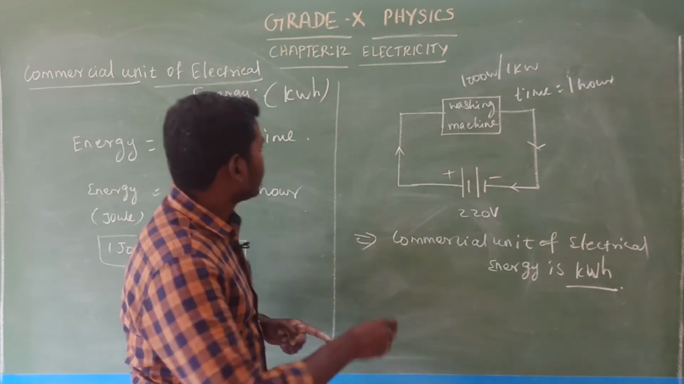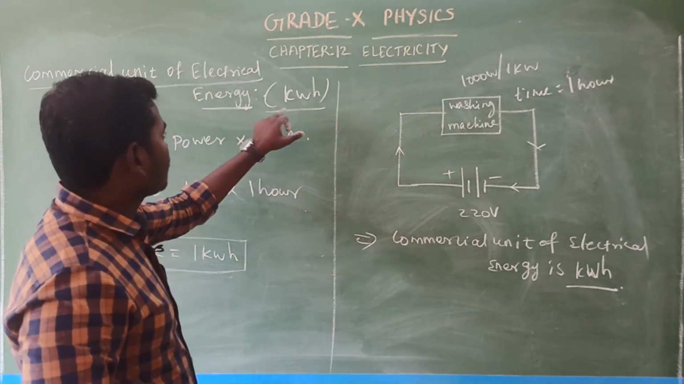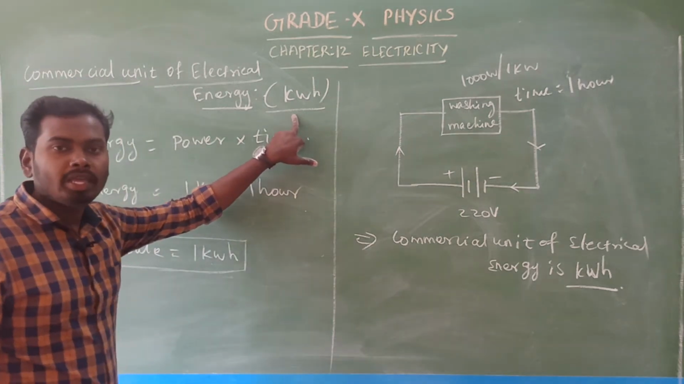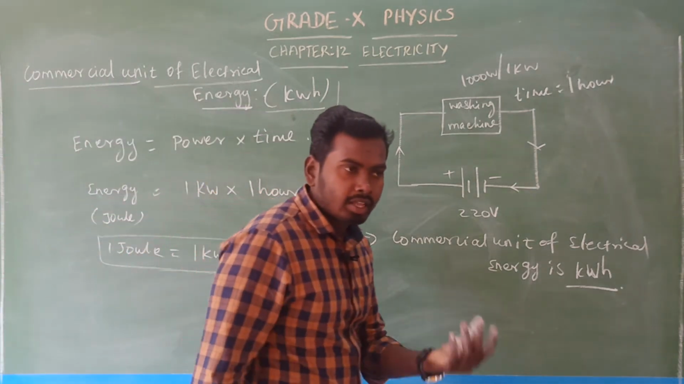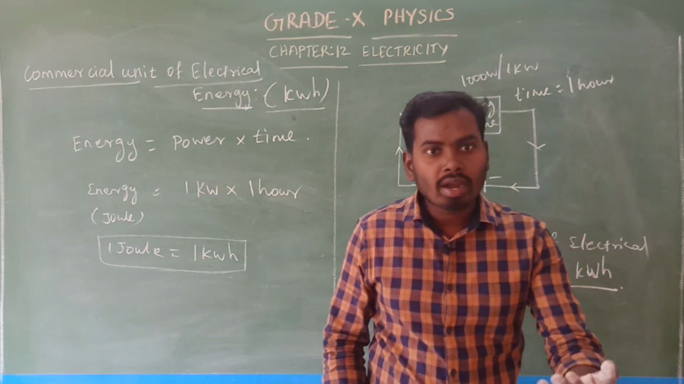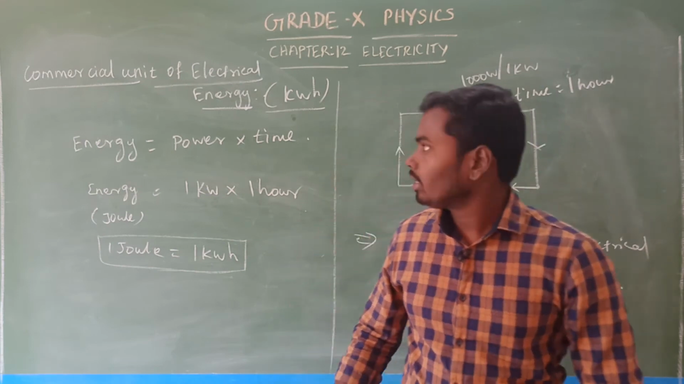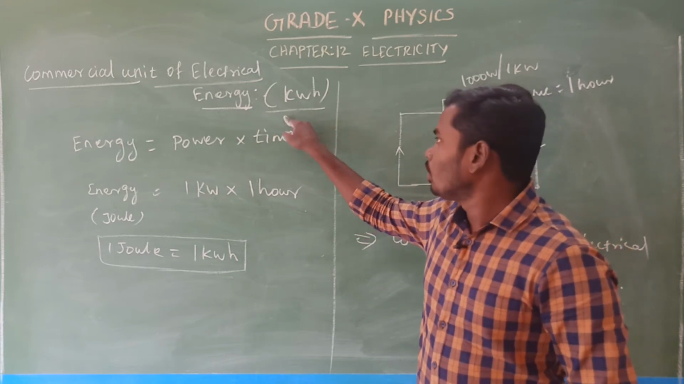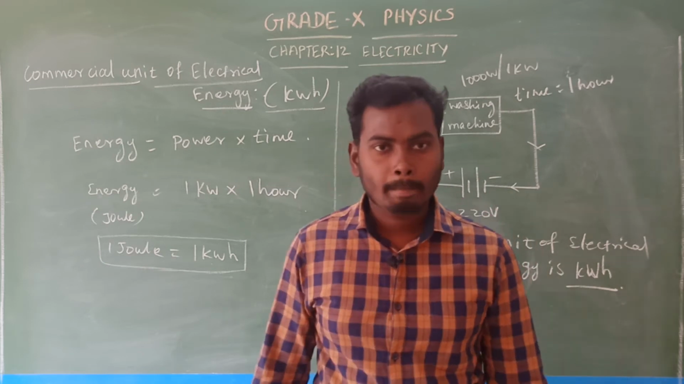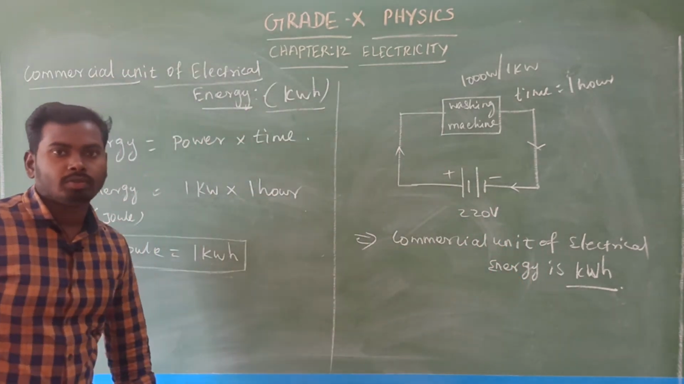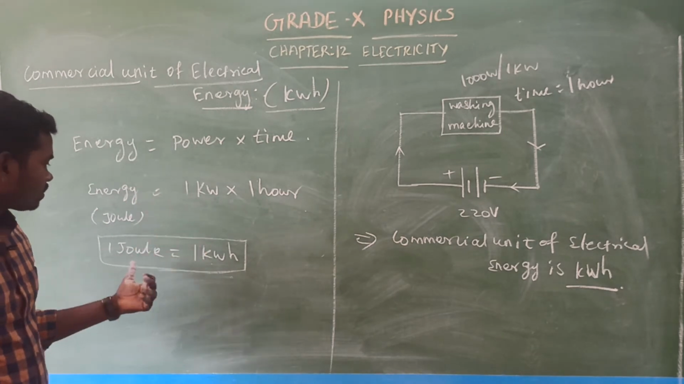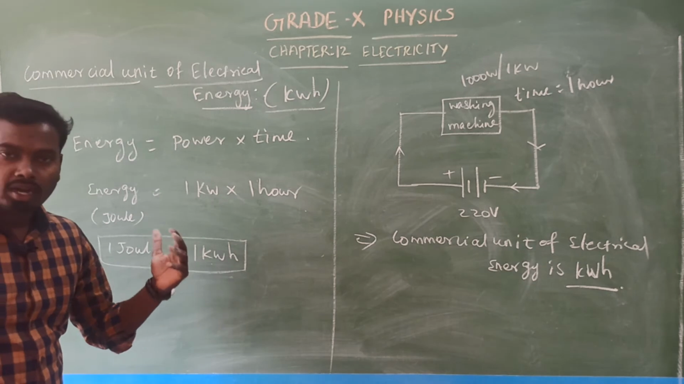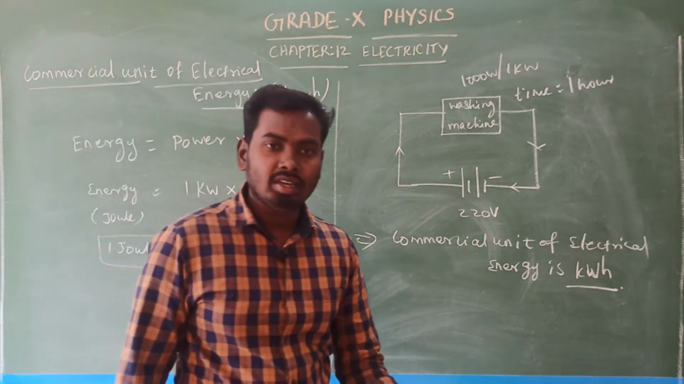There will be this commercial unit of electrical energy, which means there will be a kilowatt hour unit, because electrical energy is commercially calculated, which means measured, by the unit that is kilowatt hour. Very easy one, students. So this is called the commercial unit of electrical energy. Kilowatt hour is the commercial unit of electrical energy.